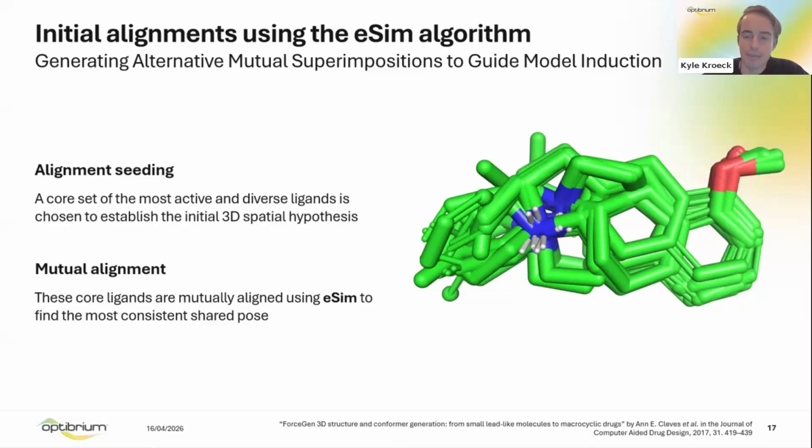This shared spatial hypothesis defines the ground truth for the rest of the dataset, providing the coordinate system that the model will use to place its observer points and induce the virtual pocket. These 3 steps, chemical state preparation, ForceGen, and eSIM alignment, provide the high-fidelity 3D dataset required for accurate affinity prediction.